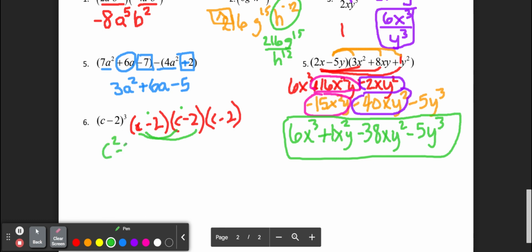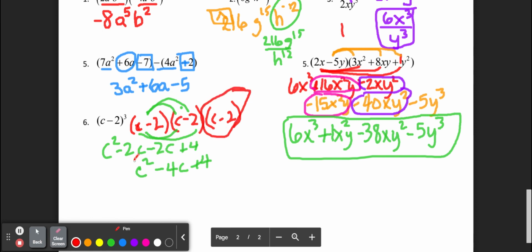C squared minus 2c minus 2c plus 4. I went ahead and came over here. If I combine that together, I get c squared minus 4c plus 4. Now I cannot forget about this last c minus 2. So I'm going to go here, and I'm going to put c minus 2 on the front of it, and we're going to multiply it out one more time.